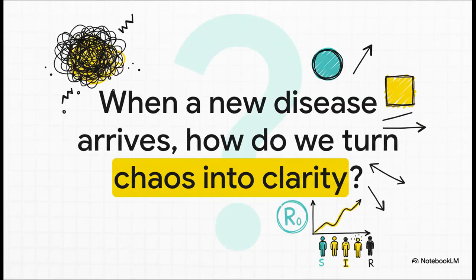So that's the big question, isn't it? How do you possibly predict the path of something you can't even see? Well, it's not a crystal ball. The answer, believe it or not, is in math, specifically the really powerful world of mathematical modeling. And that's what we're diving into.